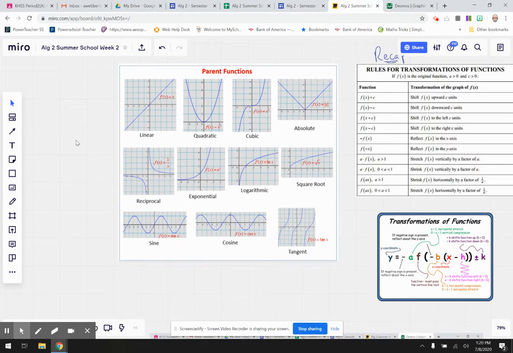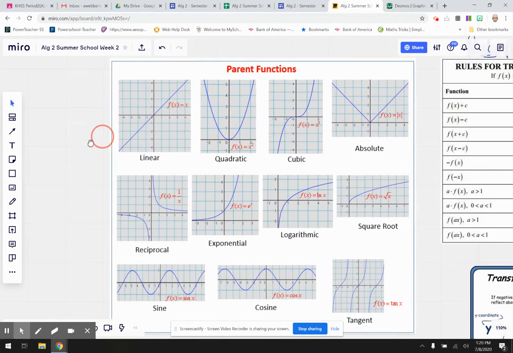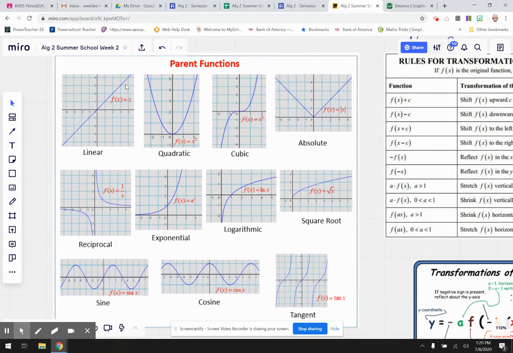Chapter 1 is all about the parent functions and the transformations. So just wanted to recap what the different parent functions are that we've seen. We know what a linear function is. It makes a straight line. That's just y equals x. Remember, you could take a f of x out and put y in anytime you want to. So y equals x would be this line right here.